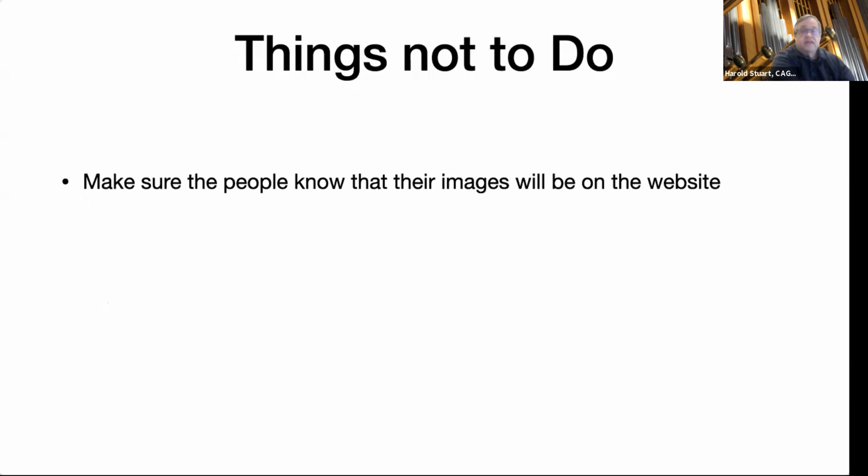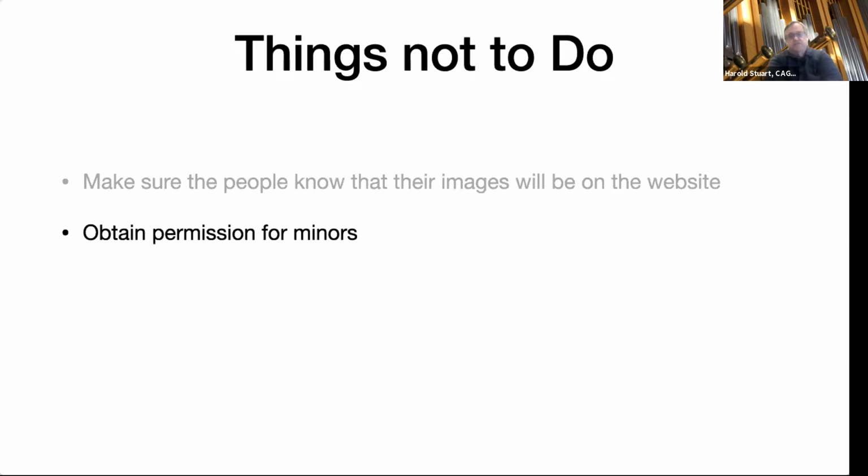Also, actually, this is a thing to do. Make sure that people know that their images will be on the website if you're at an event. You can just put it in the program or a sign at the door that says, you know, we're going to be posting pictures of this event. And if you don't really like that, you might want to come and talk to the photographer or somebody so that they'll avoid you.